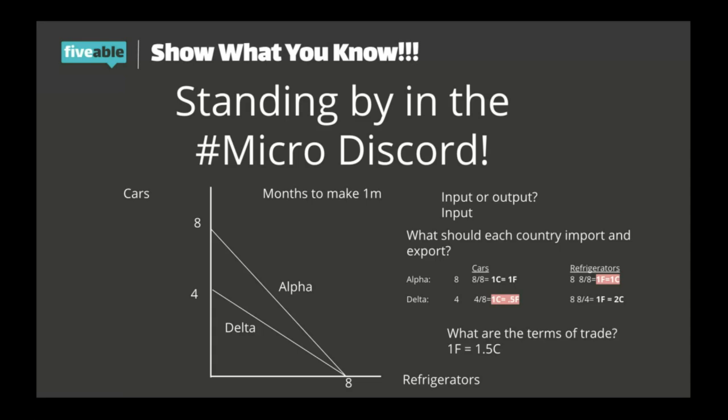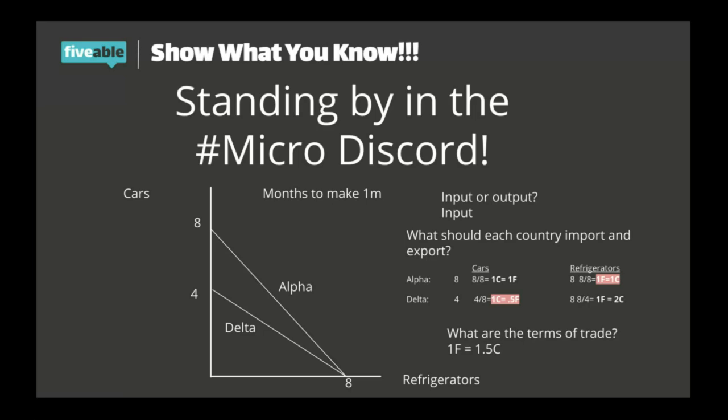1 car for Alpha, for every car they produce, it is going to cost them a fridge. But for Delta, every car they produce, and this is why we do the math the way we do when we flip things around, it only costs them half a fridge. They have the lower opportunity cost, so we would say that they have comparative advantage.